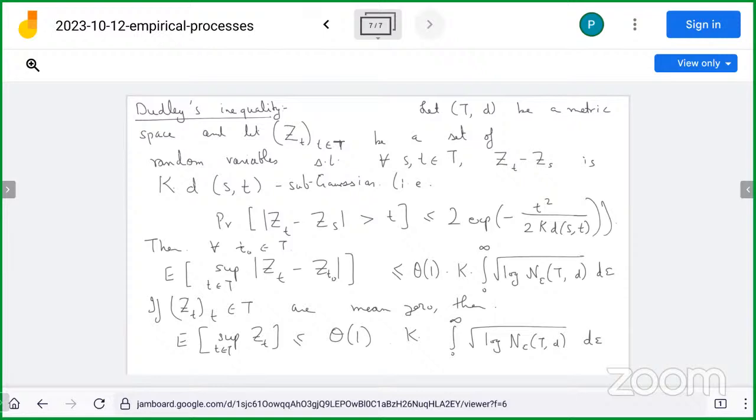So what is the statement here? Now we have to apply this. What should the points be? What should be the indexing variable for our example? We have a set of random variables. What are the random variables indexing? We're taking a supremum over some random variables, so the points have to be the functions. Yes, the points have to be the functions.